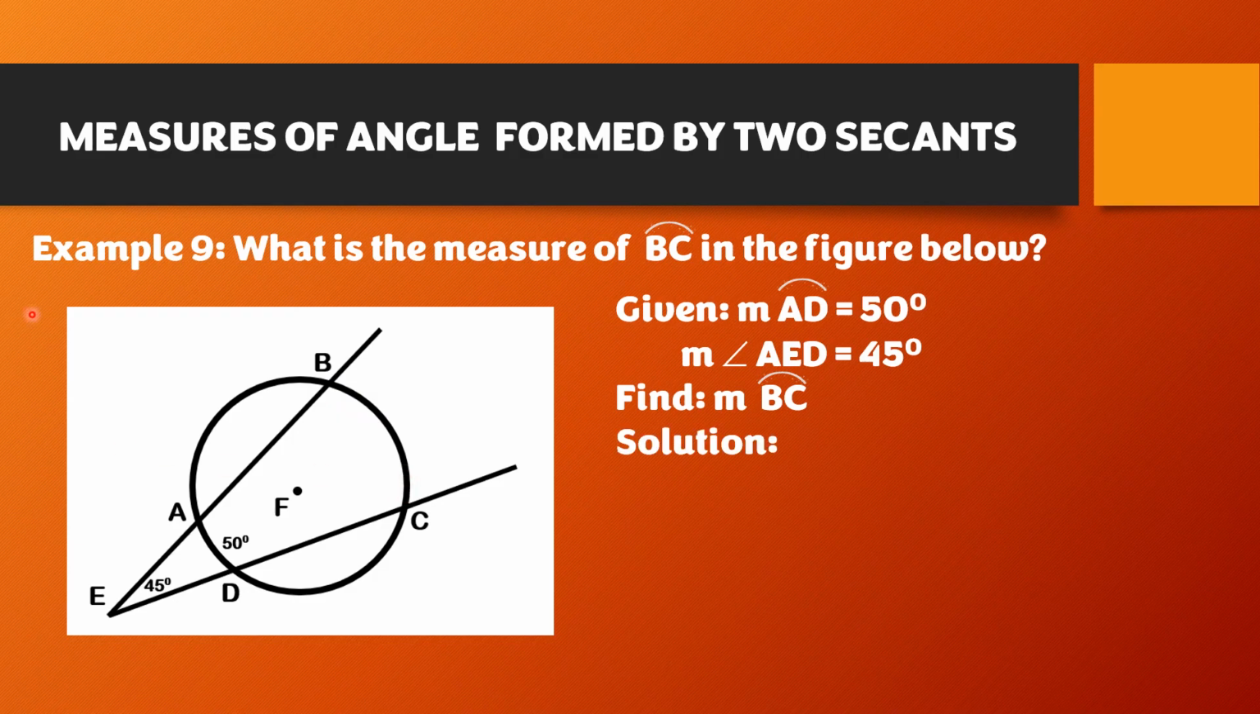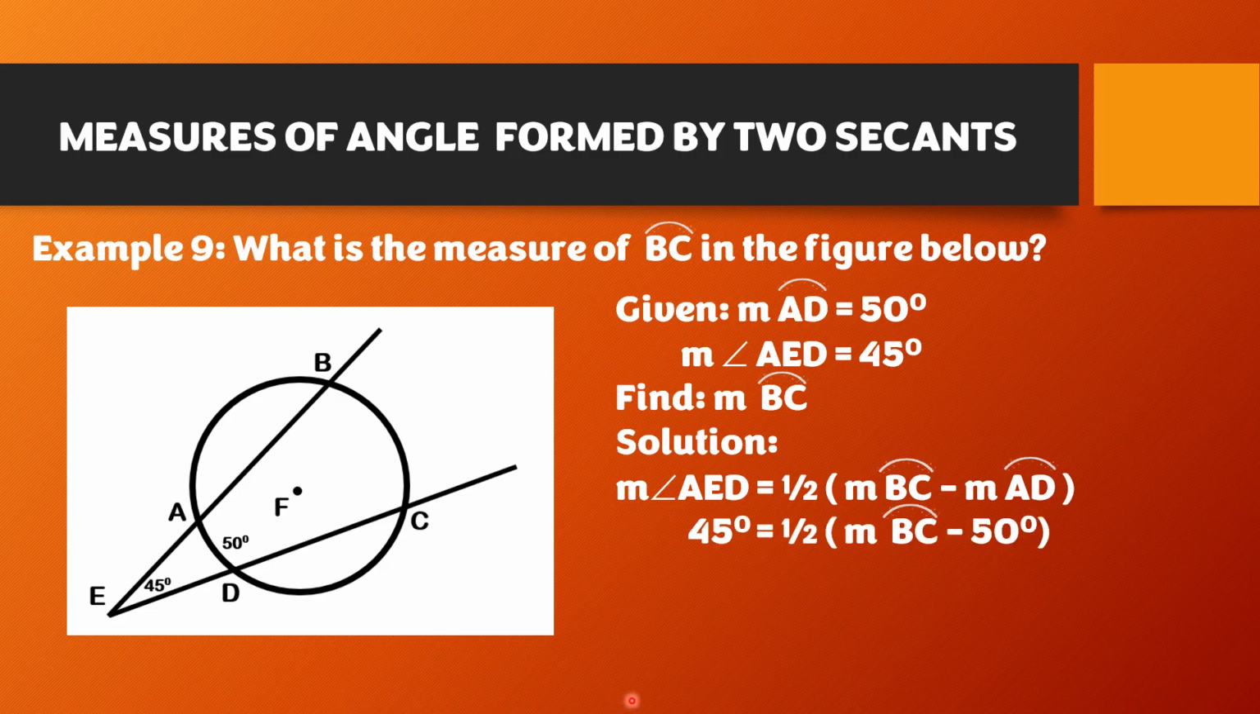For the solution, by applying the external angle theorem, we have the measure of angle AED is equal to 1/2 times the measure of arc BC minus the measure of arc AD. So we're going to substitute now the given. The measure of angle AED is 45 degrees, so we will change the measure of angle AED into 45 degrees. And then equals 1/2 times the measure of arc BC minus the measure of arc AD, which is given, that is 50 degrees. So we will change this one into 50 degrees.